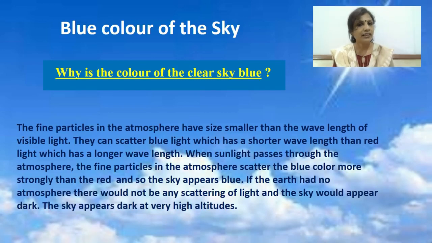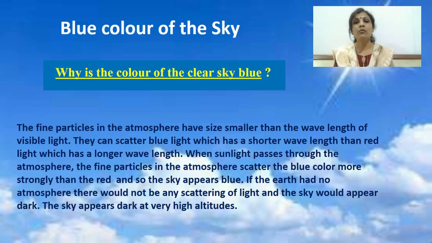Just now, as I explained, the very small particles in the atmosphere have a size smaller than the wavelength of the blue color of visible light. So they scatter blue light, which has a shorter wavelength than the red color, which has the longer wavelength. So when the sunlight passes through the atmosphere, the fine particles scatter the blue light more strongly than the red, and so when we look around everywhere, we see mostly the blue color, and that's the reason the sky appears blue in color.